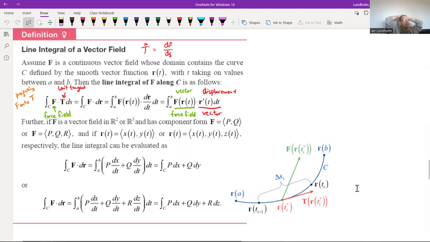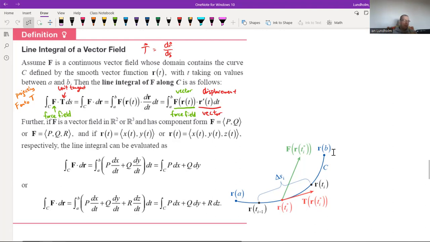The last major thing is a line integral over a vector field. And so this is still going to be a line integral. It's still going to be a weighted sum along a curve. But now, in order to determine those weights, instead of looking at a function to determine the weight or the height at each point, we're going to look at the dot product of two vectors to determine the weight at each point.